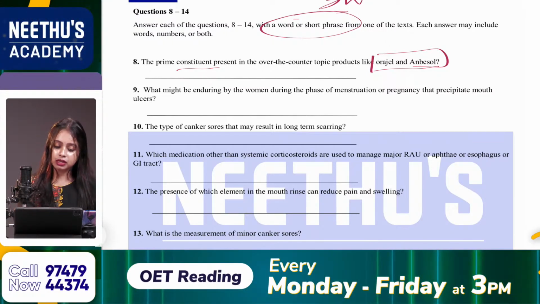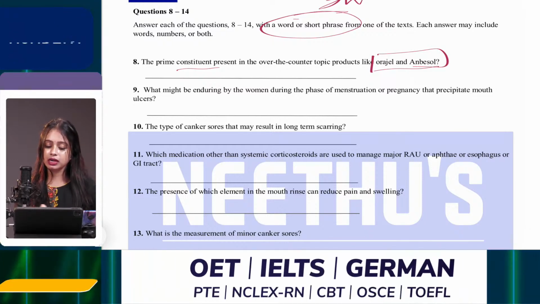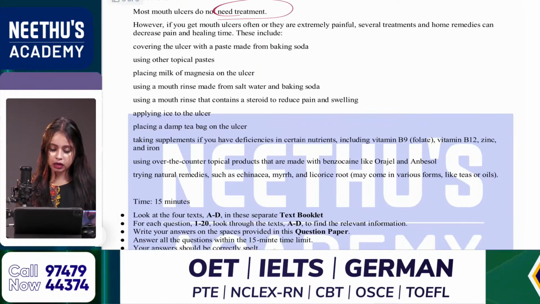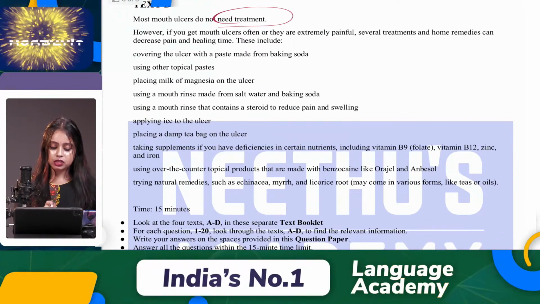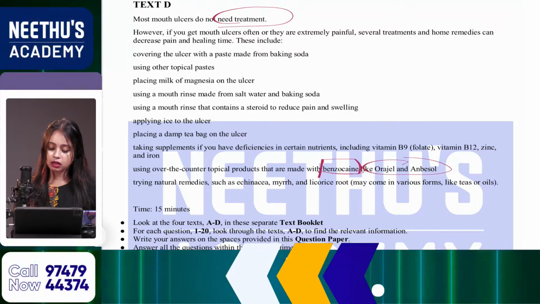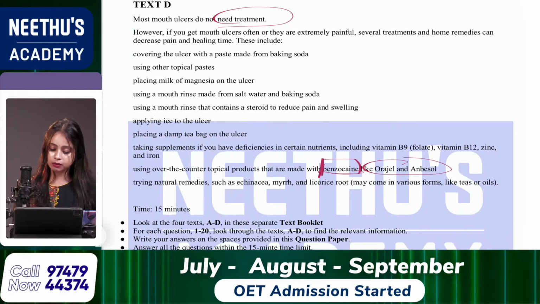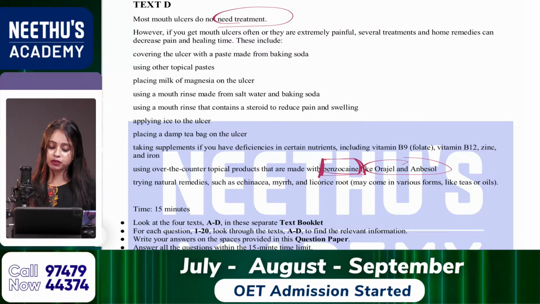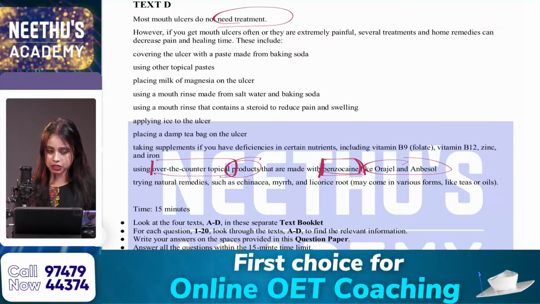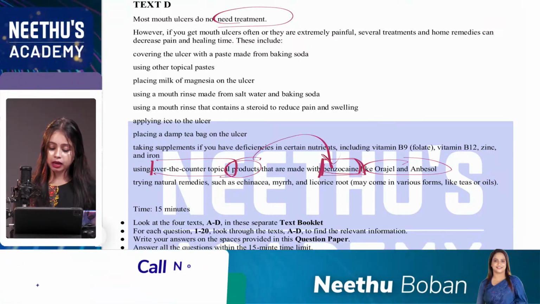Okay, so the treatment option that is mentioned in text D. Okay, so where is it mentioned? See, benzocaine. So that is the correct answer, which is mentioned in text D. Using over-the-counter topical products, that is the constituents from the question. So the answer should be benzocaine.